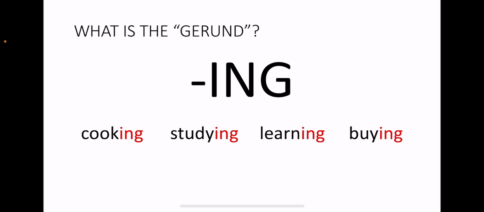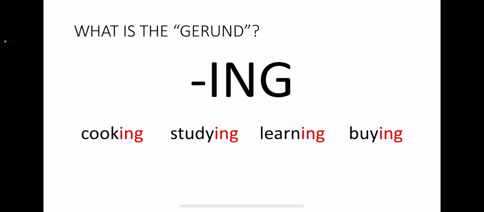We know that there are some rules about using the gerund when we use them on certain verbs. Sometimes we need to modify, sometimes we need to change, but in general, we just put ing at the end of the verb. That is the gerund. The gerund is the ending ing. So for example, we have cook, and then in gerund, we have cooking. We have study, and then we have studying. We have learn, and if we put ing, we have learning, and buy, we have buying.